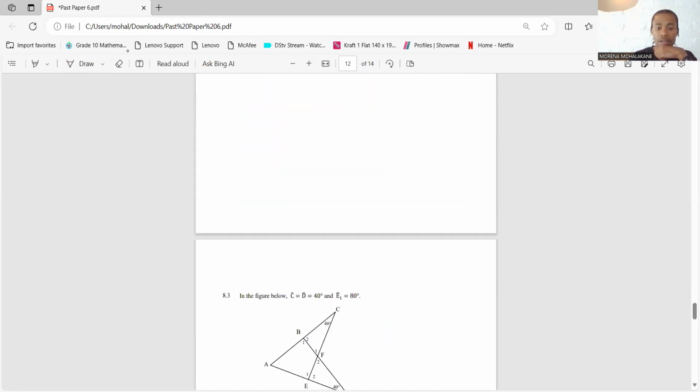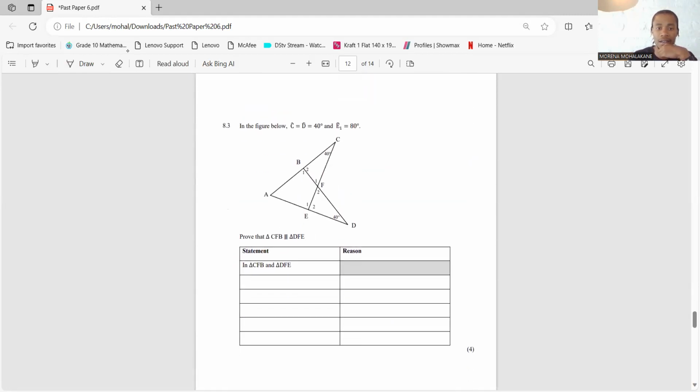Getting to the next question. Given that C is equal to D, both equal to 40. E1 is 80. If E1 is 80 and it's next to another angle on a straight line, they must be supplemental. Means that this angle is going to be 100, because when I add them, they must give me 180.